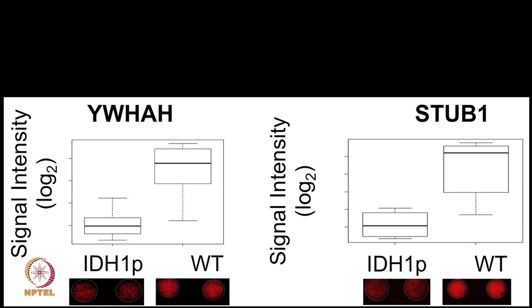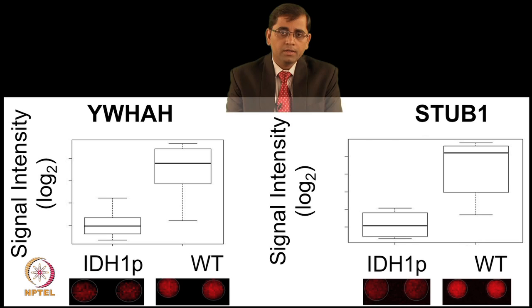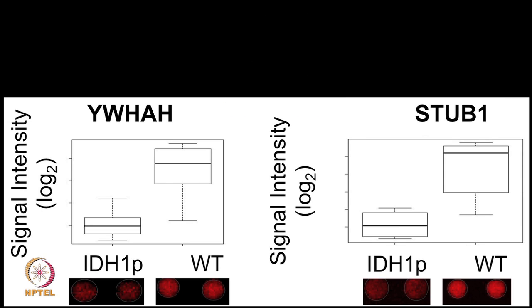Similar comparisons using protein array data led to the identification of a protein YWHAH and STUB1, which were two of the 22 dysregulated proteins investigators have identified, which are known to be involved in proliferation of glioma cells. They were downregulated in IDH1 patients, which allowed the authors to correlate the pathological prognosis with their findings.